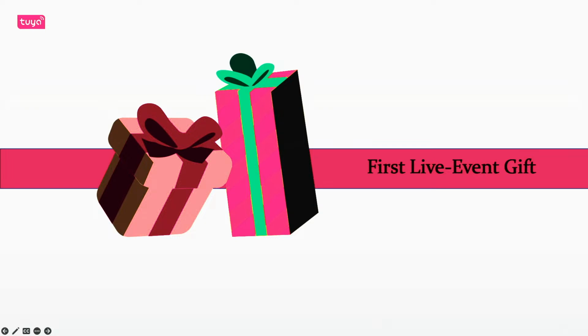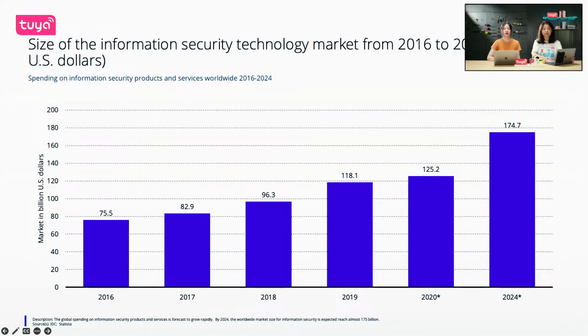Isabel, let's move on to the market insight. Yeah, sure. So let's take a look at the size of the information security technology market from 2016 to 2024. The global surveillance technology market is expected to grow from 114 billion in 2021 to 130 billion in 2024 at a compound annual growth rate of 14%.